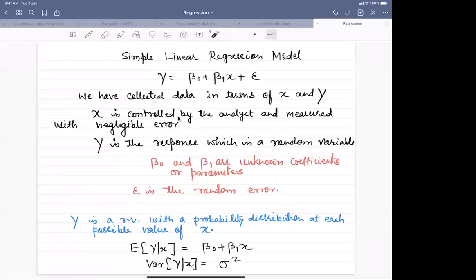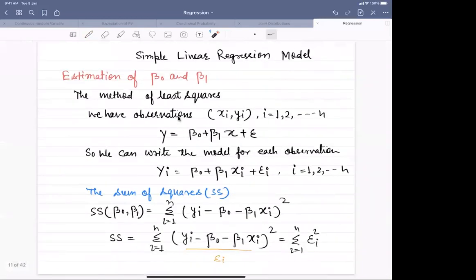Beta naught and beta 1 are the unknown coefficients. Sometimes they are called model parameters also. And epsilon is the random error. And finally, we make this statement again that y is a random variable with a probability distribution at each possible value of x, with beta naught plus beta 1 x as its expectation, its mean, and variance sigma square.